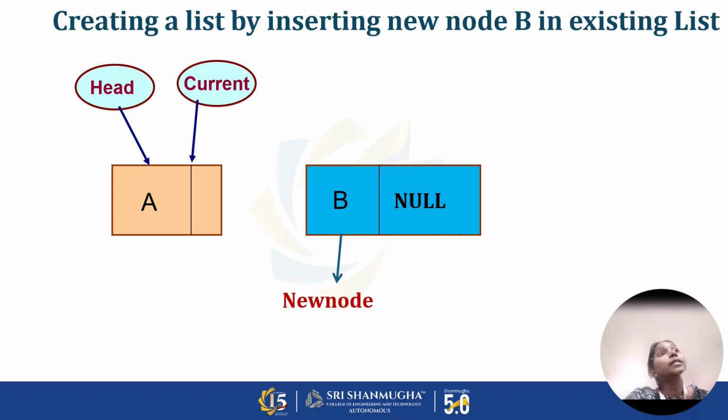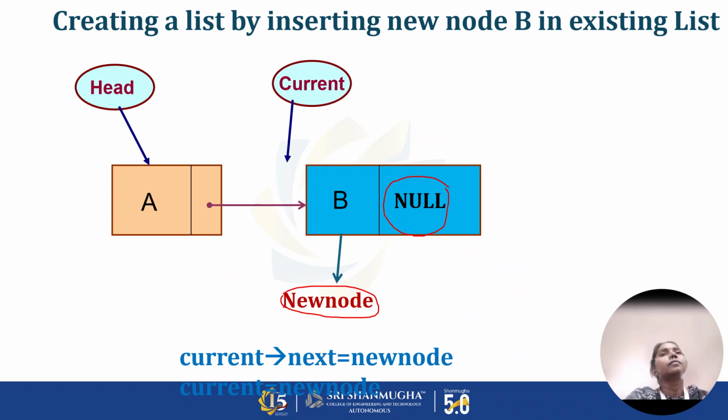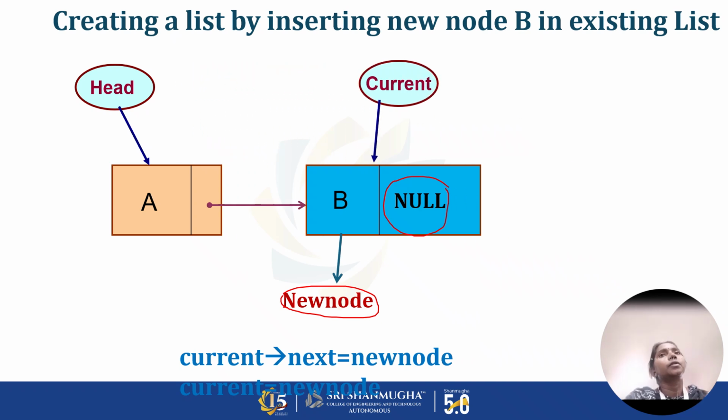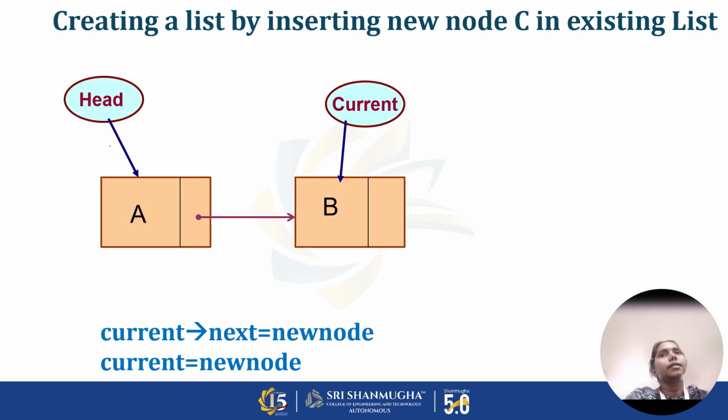Next we have to insert a B node. Create a list by inserting new node B. That means we insert a new node B here. B is a new node, and we don't have any next address, so we simply represent it as null. Here this is the head and this is the current node: A is the head and B is the current node.